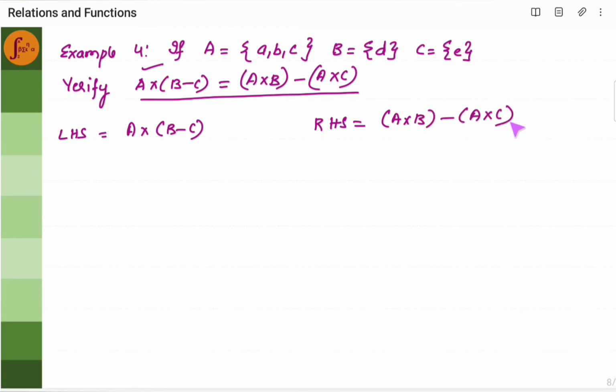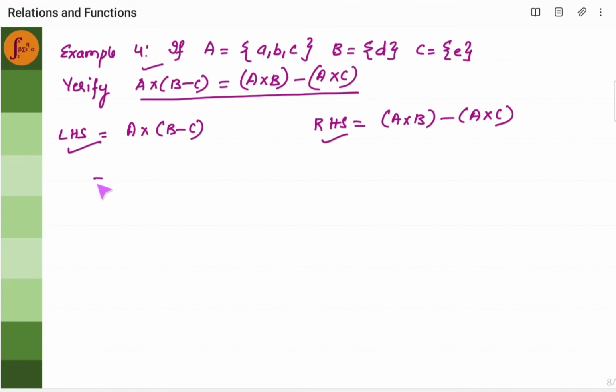So basically you will have to first take the left hand side, work out this entire thing, then take the right hand side, which is this one, work out this entire thing and check if both the results are same. If both the results are same, then this particular statement is true. So let's start with left hand side.